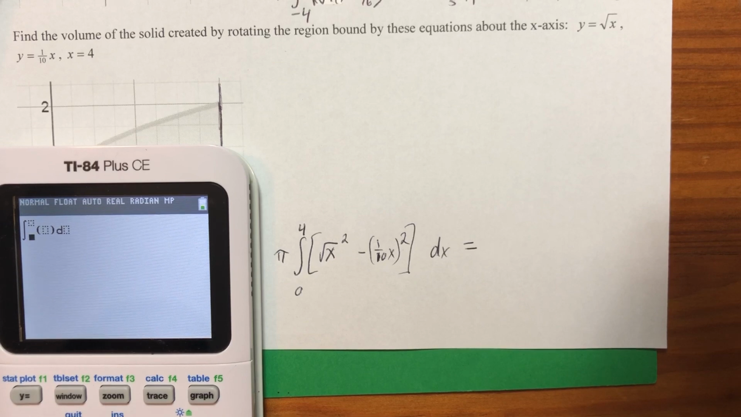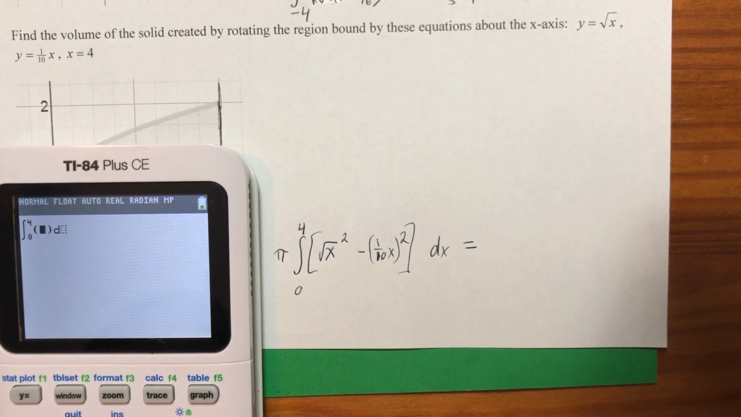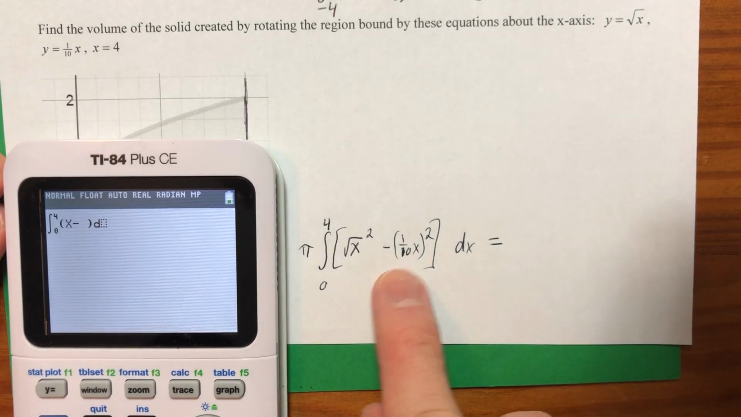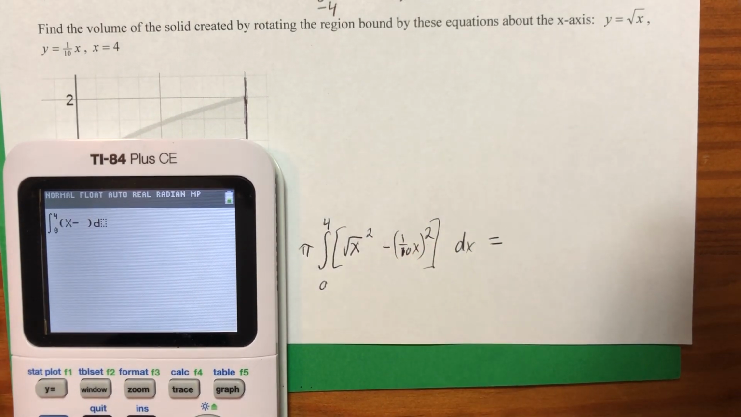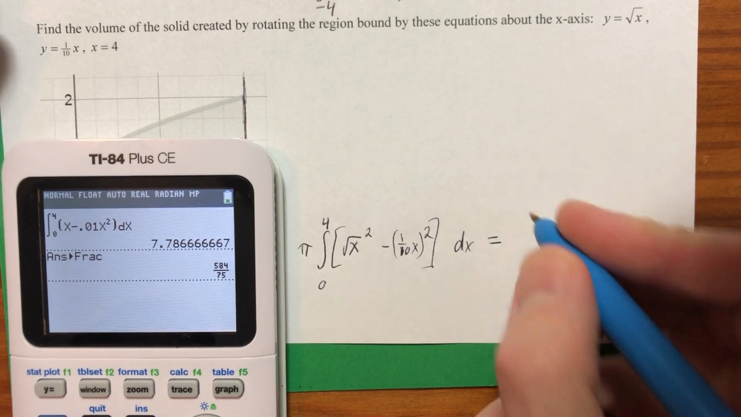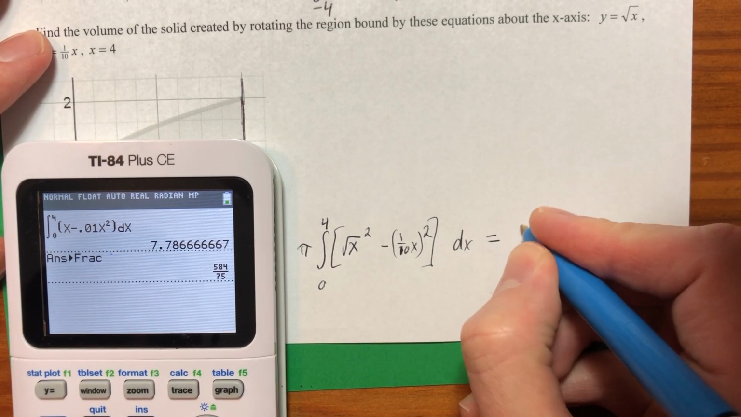Well, let's be very careful with our parentheses. And I'm just going to call that x minus, let's get crazy with it. 0.1 is a tenth, and we square 0.1, we get 0.01. And then we square x, we get x squared. There we go. That wasn't too crazy, was it? I'm going to turn that into a fraction. You can use a decimal if you want to.